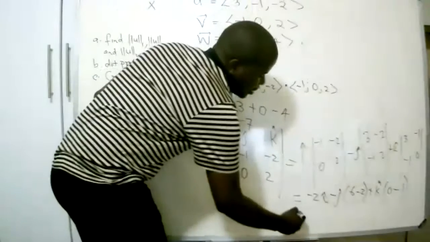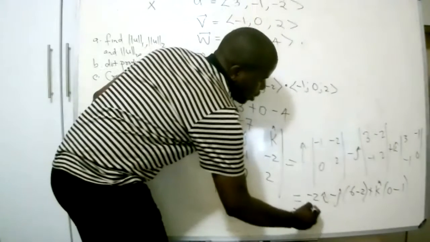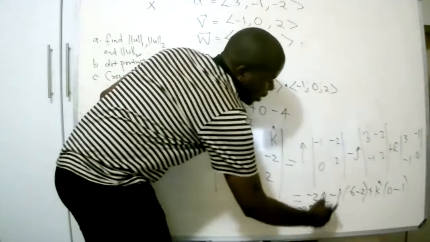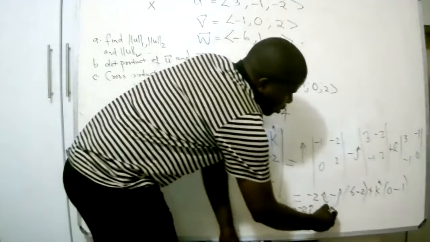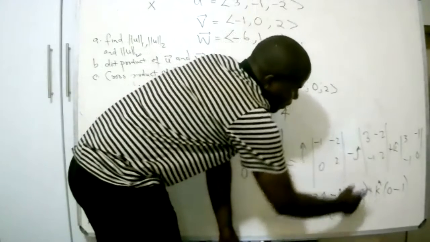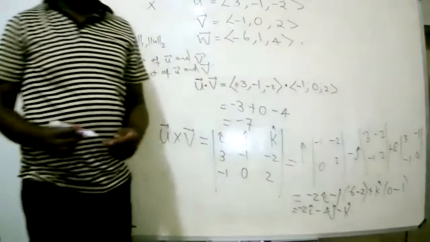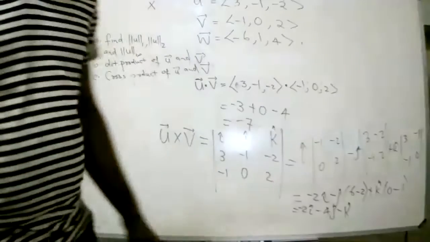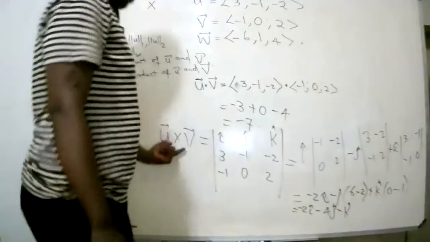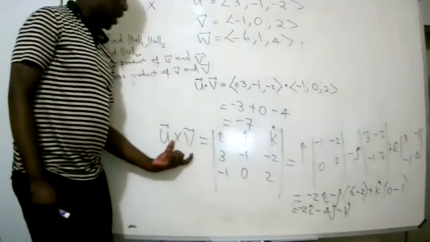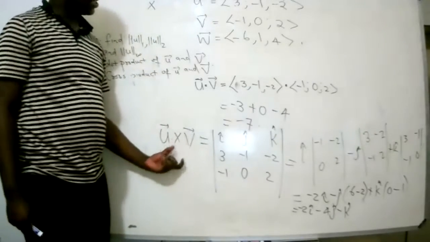And then from there, I add these like terms. Remember, there is 2, negative 2i minus 4j, and then minus k. So that is the cross product that we're looking for. So it's the cross product of this. Whenever we are looking for cross product, we are going to get a new vector.